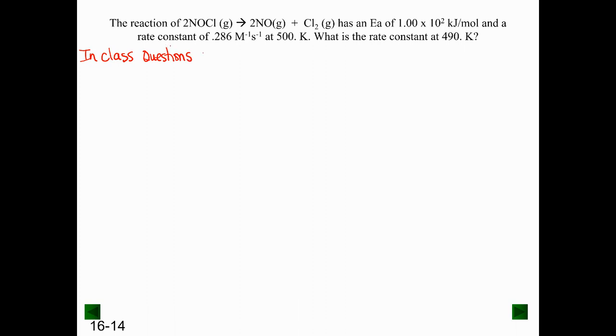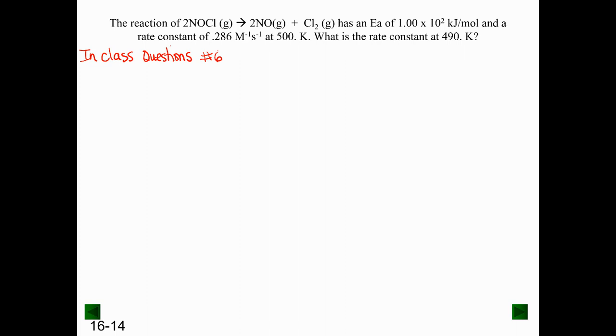I believe it's number 6. And so this is the reaction of NaCl to 2NO plus Cl2. And that has an activation energy of 1.00 times 10 to the 2 kilojoules per mole and a rate constant of 0.286 at 500 Kelvin. What is the rate constant at 490 Kelvin?